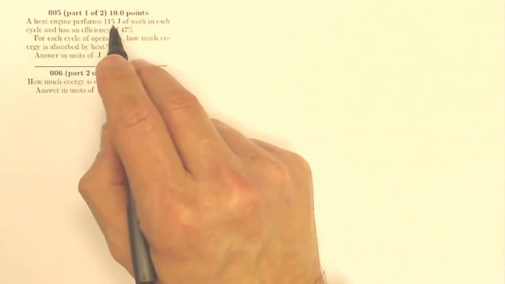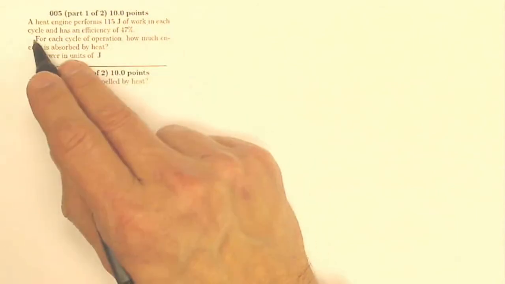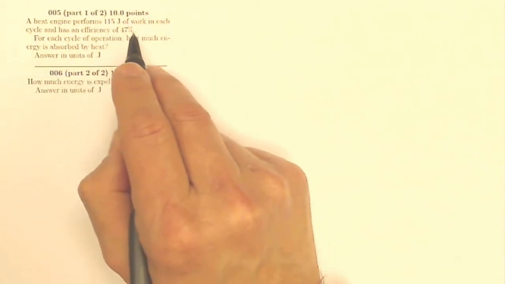This is AP Physics, Homework 8.4, question number 5 and 6. A heat engine performs 115 joules of work in each cycle and has an efficiency of 47%.